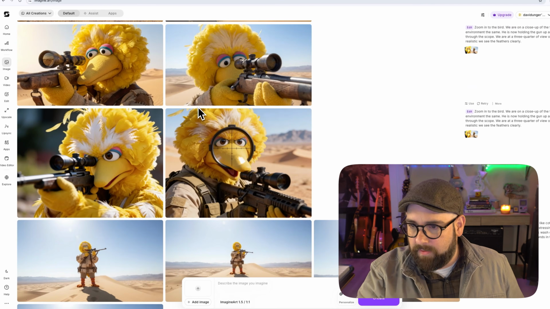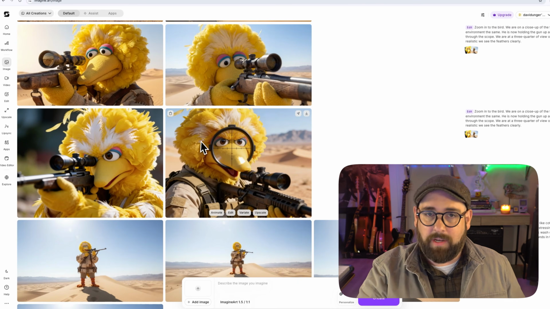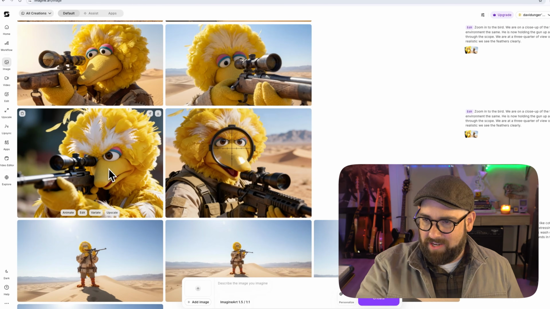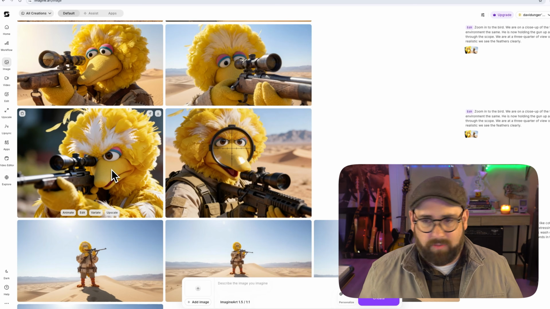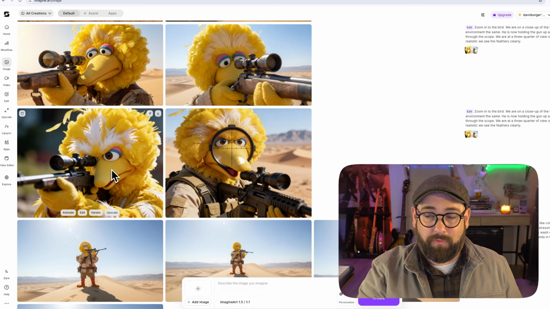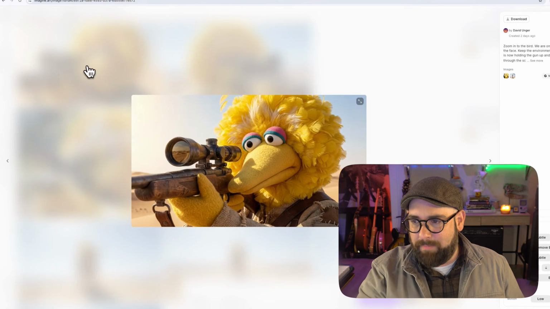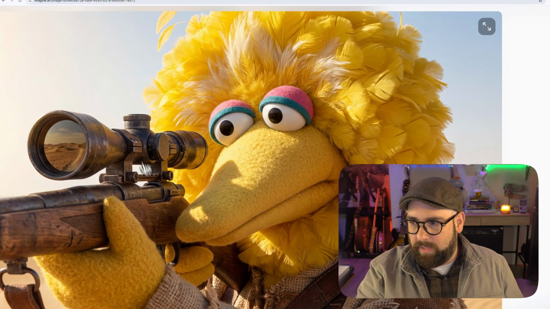You can see here, this is another image model. Seedream kind of shrunk his snout or his beak and made him look like a different character. Very cool, but not what I was going for. I wanted this sort of hyper realism, and this is what I get out of Nano Banana.